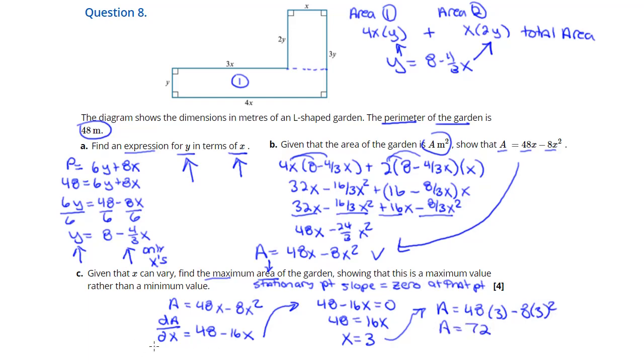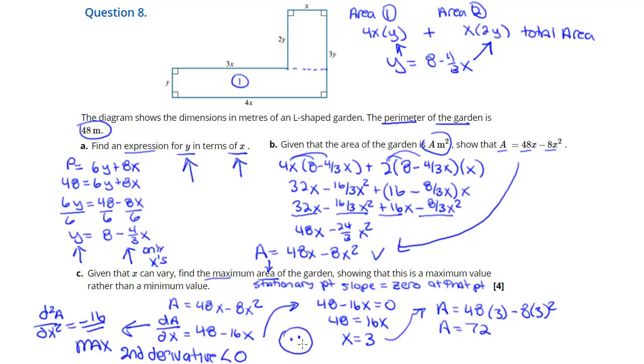And then I've got to prove it's a maximum. So I go and do a second derivative. And the second derivative is going to equal negative 16. Well, that means it's a maximum. When the second derivative is less than 0, it's a maximum point. And that's all there is to that.